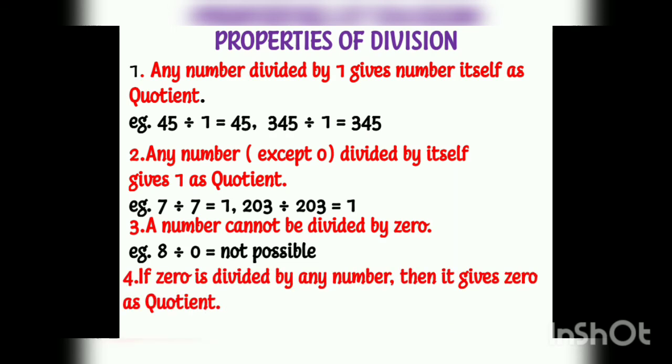The last property, if 0 is divided by any number, then it gives 0 as quotient. There is a difference in these two properties. In the third property, 0 was a divisor, but in the fourth property, 0 is the dividend. So we can accept 0 as dividend. So if we divide 0 by any number, the answer will be 0.